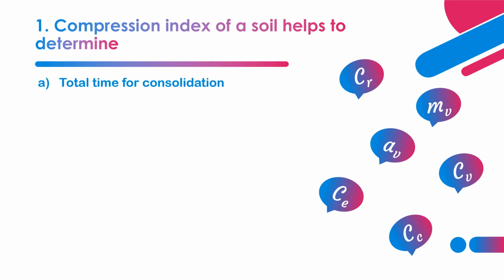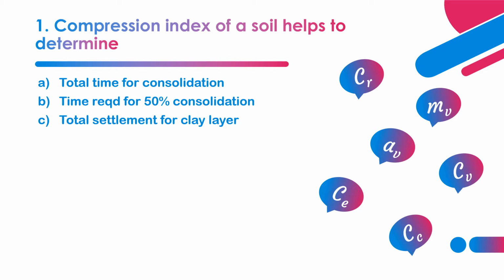Option A, total time for consolidation. Option B, time required for 50% consolidation. Option C, total settlement for clay layer. Option D, pre-consolidation pressure of clay. So what is the parameter that will be determined by using Cc value, compression index? Your time starts now.